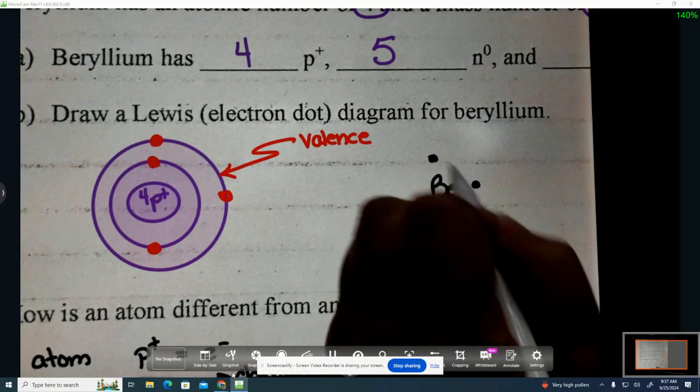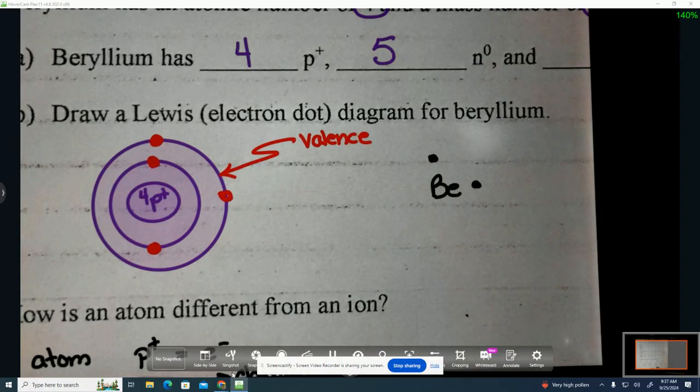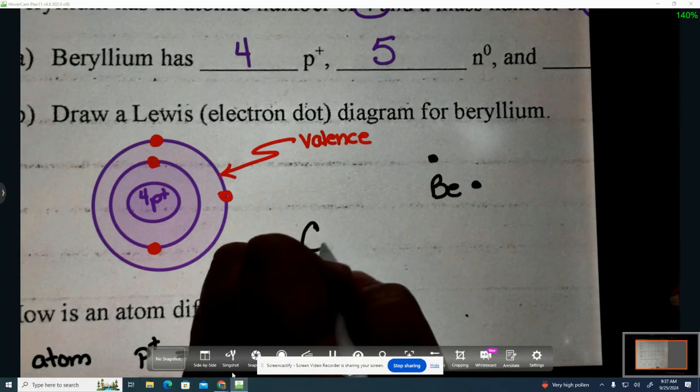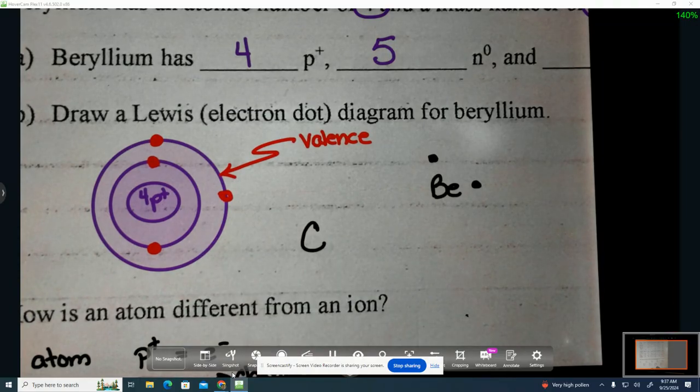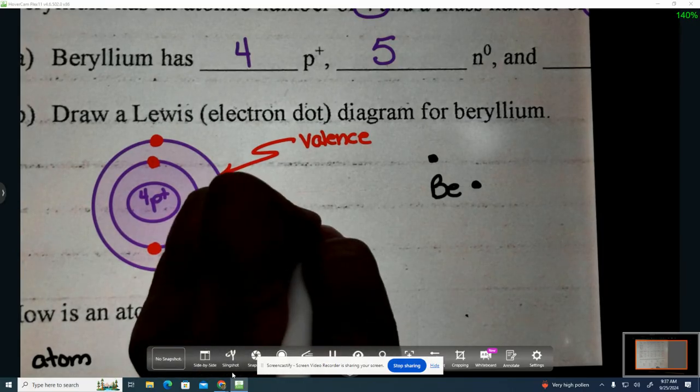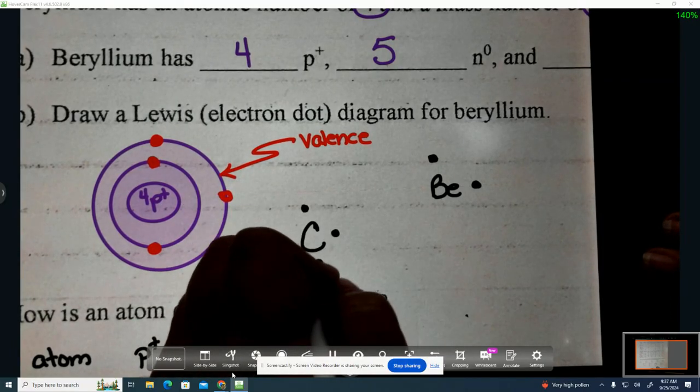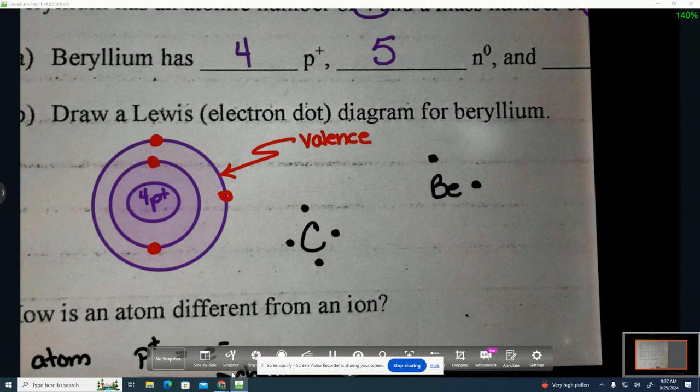One goes at 12 o'clock, one goes at 3 o'clock. And you don't have to draw all the inside circles. You only draw the valence. So if I was to draw carbon, how many dots would I draw around carbon? How many valence electrons does it have? 4. So I would do 1, 2, 3, 4.